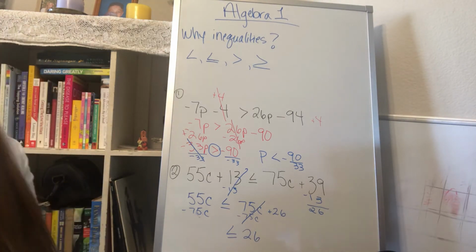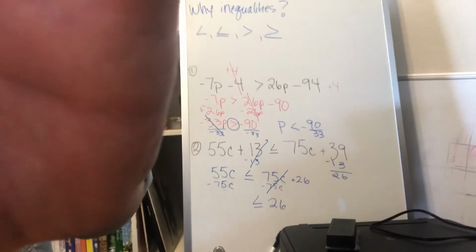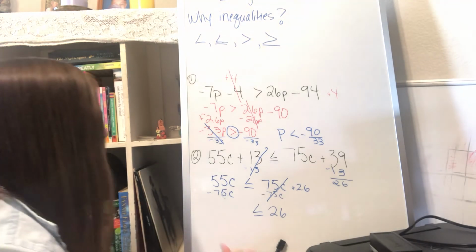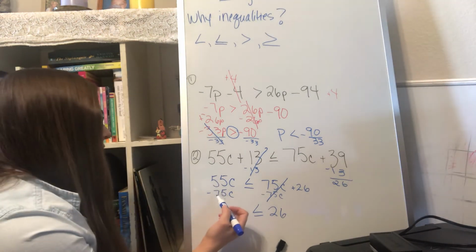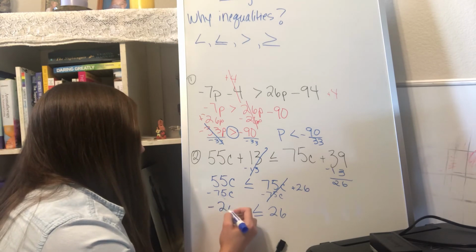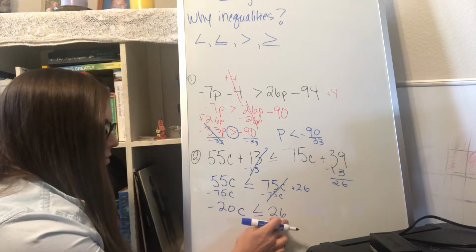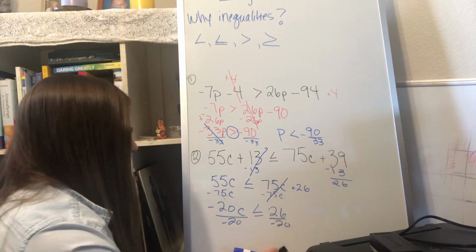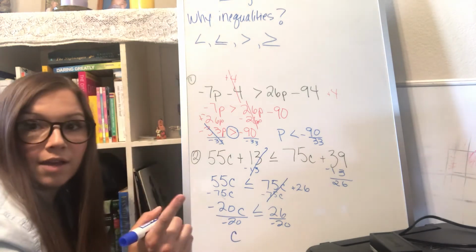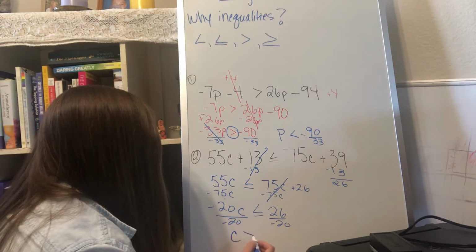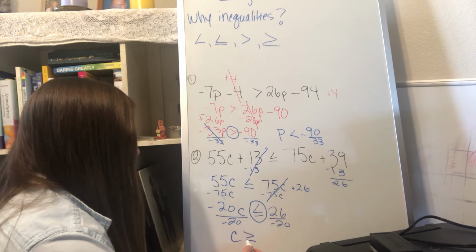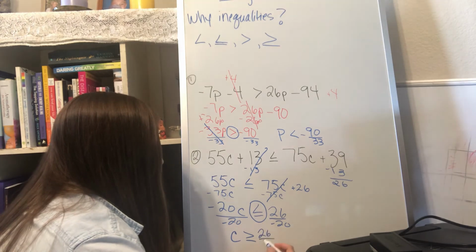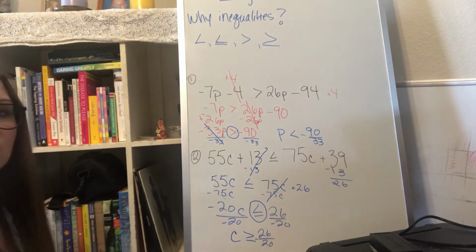Okay. Just want to make sure you guys can see it better. And 55 minus 75 is going to be negative 20C is less than or equal to 26. Divide by negative 20. Divide by negative 20. C, I have to flip it, is now going to be greater than or equal to, see how I flipped it? 26 divided by negative 20. Or negative 26 over 20.